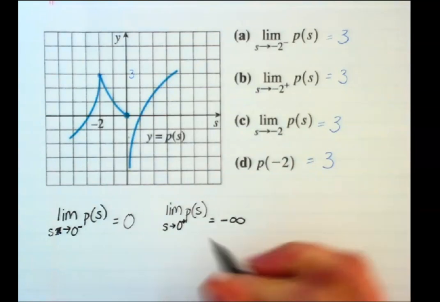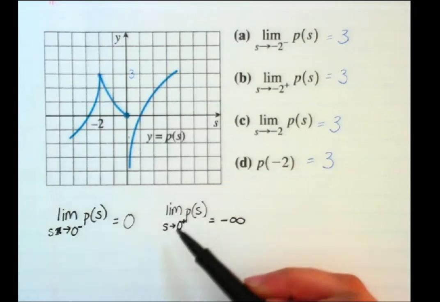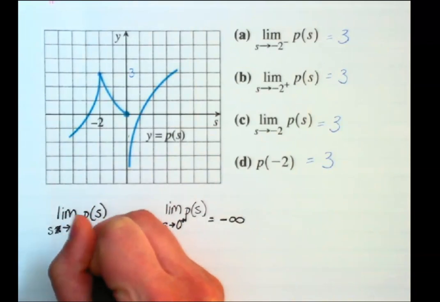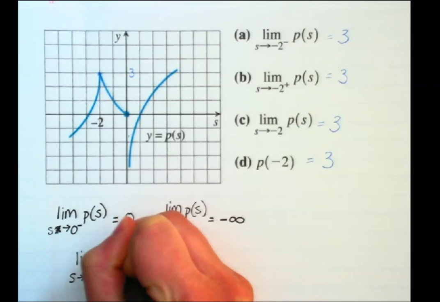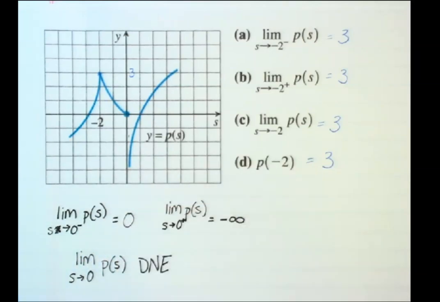Okay, and now, since I notice the limit as s approaches 0 from the left is not the same as the limit as s approaches 0 from the right, that would tell us that the limit as s approaches 0 of this function does not exist, right? Because the two sides don't match.